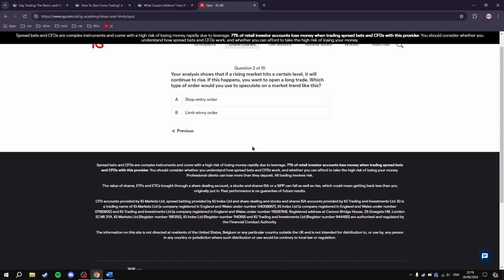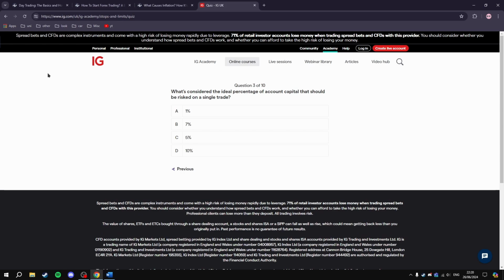Your analysis showed that if a rising market hits a certain level, it will continue to rise. If this happens, you want to open a long trade. Which type of order would you use to speculate on a market trend like this? A stop entry order, because a limit entry order is for a better price. If you're going long, you place a limit entry order below the current market price.